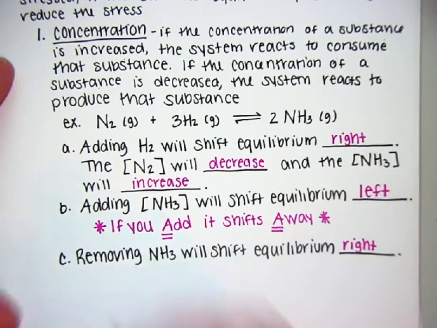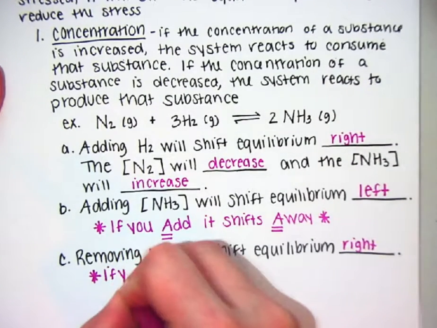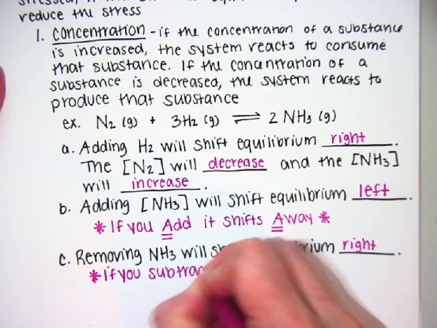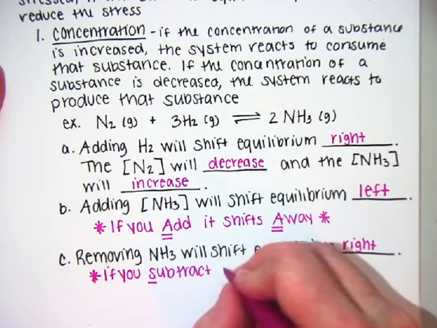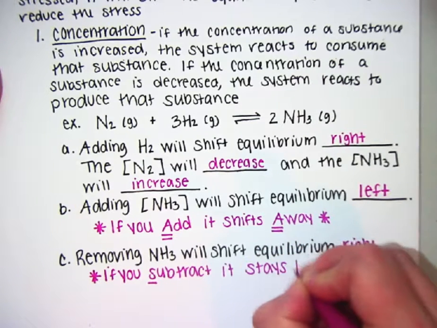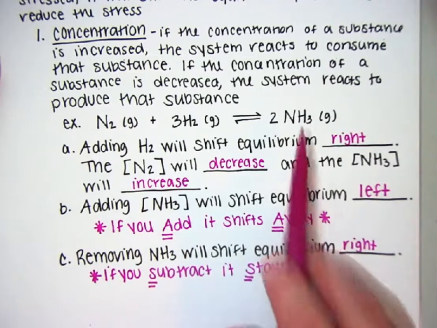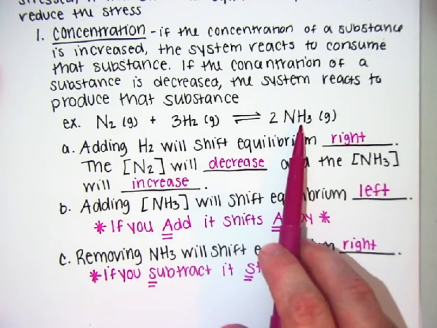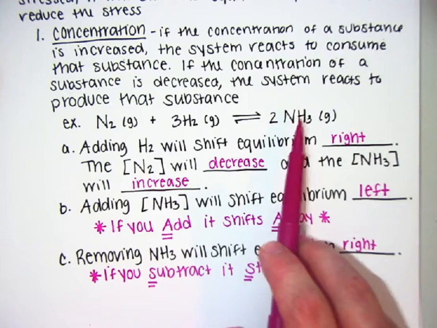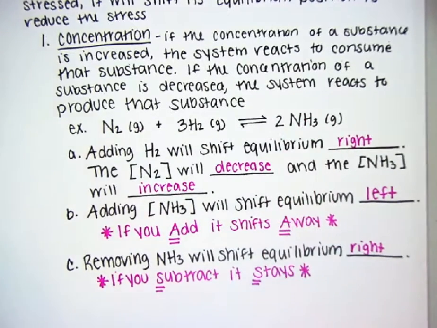If you add, it shifts away. If you subtract, it stays. So what do I mean by that? Ammonia is on the right-hand side. If I decrease its concentration, equilibrium is going to shift to the right side. Equilibrium stays on the side of the substance you're subtracting.